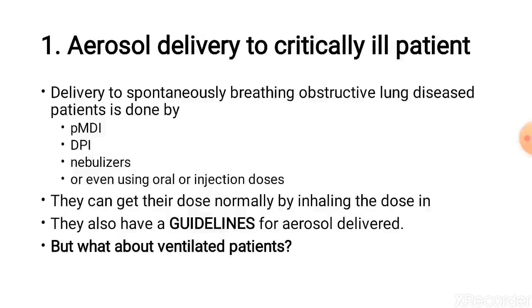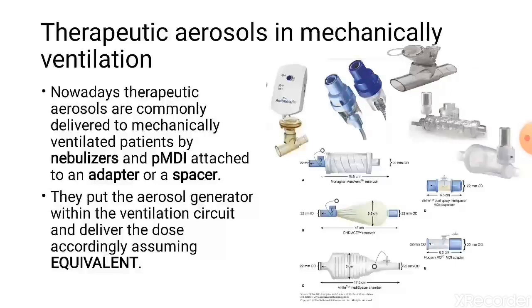Aerosol delivery to a spontaneously breathing patient is delivered normally by metered dose inhaler, dry powder inhaler, nebulizer, or even injection or oral dose. You just inhale the dose in, and they have a guideline. But what about the ventilated patient? Ventilated patients get their aerosol delivery by nebulizers of different types, vibrating mesh nebulizer and jet nebulizer, or a metered dose inhaler with different adapters set within the circuit.